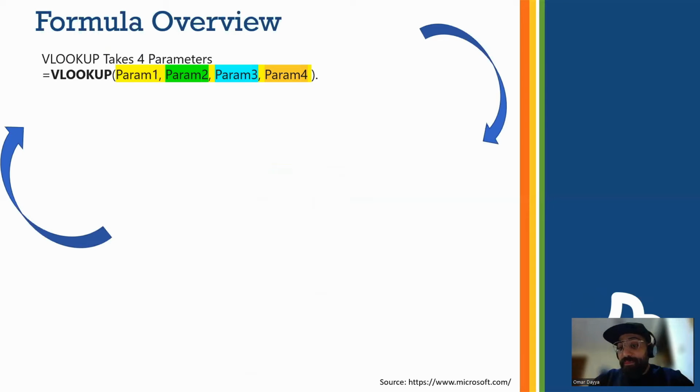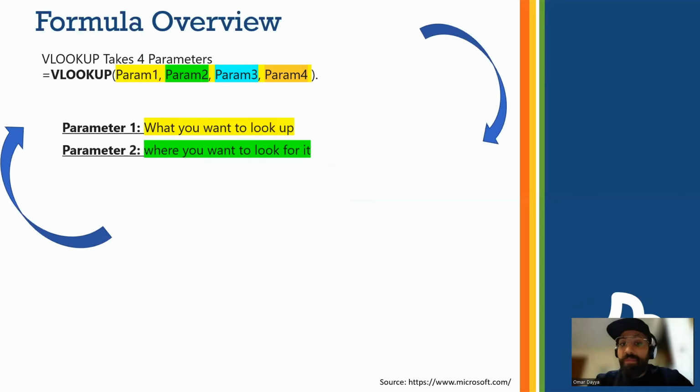The formula, which is part number 2, VLookup, is a formula that takes 4 parameters. Parameter number 1 is what do you want to look up? What do we want to look up, which is the common column between our data and the corresponding master data, which is in our case the category. Parameter number 2, where do you want to look for it? So which table are we going to get the needed information from, which is our locations table.